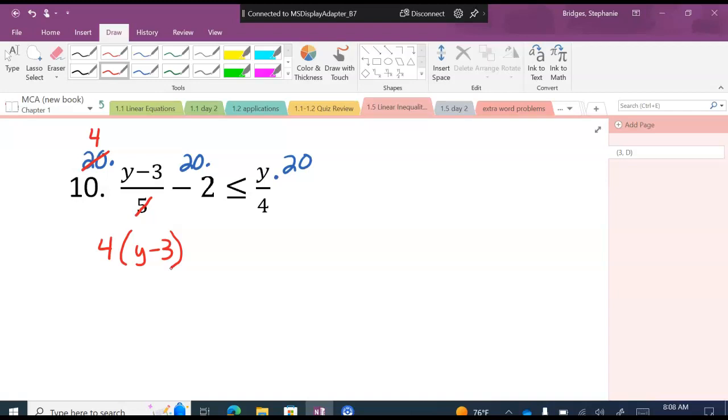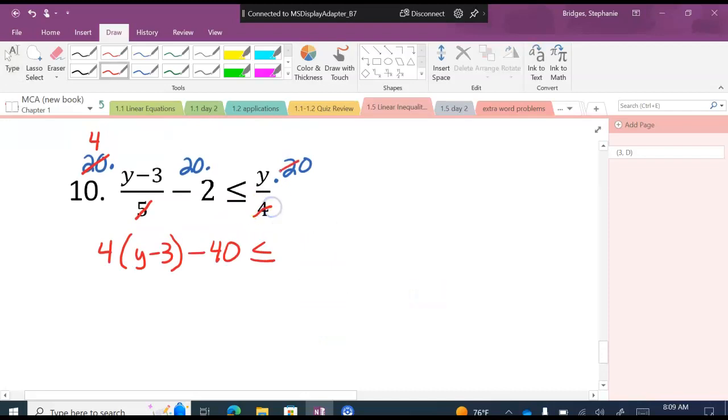Then I need to multiply the 2 times the 20. There is no fraction there. What is 2 times 20? 40. Bring down my inequality. And then I'm going to do the last fraction the same way. How many times does 4, the denominator, divide into 20? So that 4 is going to disappear. That 20 is going to turn to a 5, and it needs to get multiplied by that entire numerator. In this case, it's just a y. So we're just going to go 5 times y.